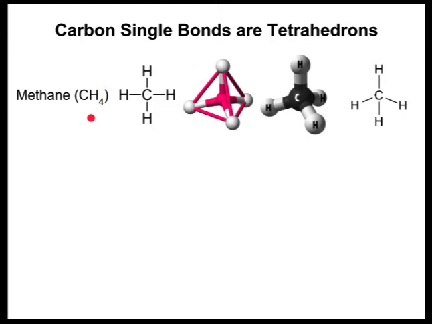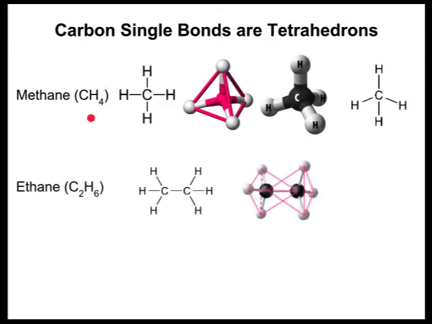Let's look at a slightly more complicated case, ethane. Ethane now has two carbons, C2H6. Once again, the tetrahedral structure is maintained. Note that this carbon is at the middle of a tetrahedron, and three of the points of the tetrahedron are occupied by hydrogen. The fourth point is occupied by a neighboring carbon.